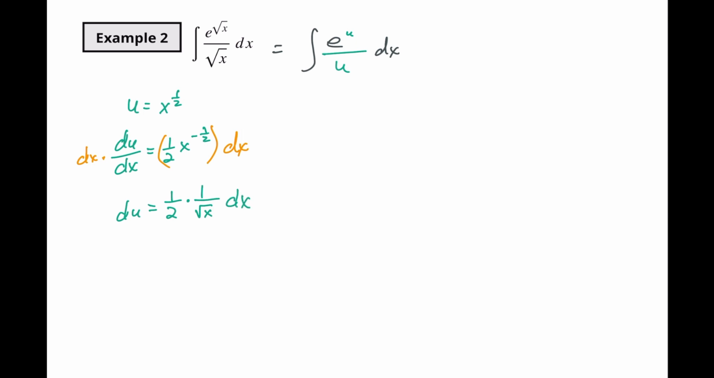Okay, I don't have 1/2 anywhere up here, so let's get rid of this first. Let's move that over there. So we're going to multiply both sides by 2. So now I've got 2 du is equal to 1 over square root of x with respect to x.